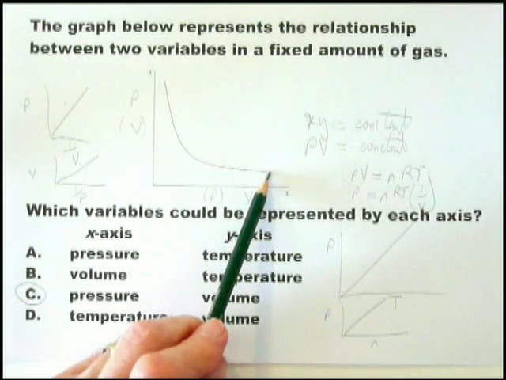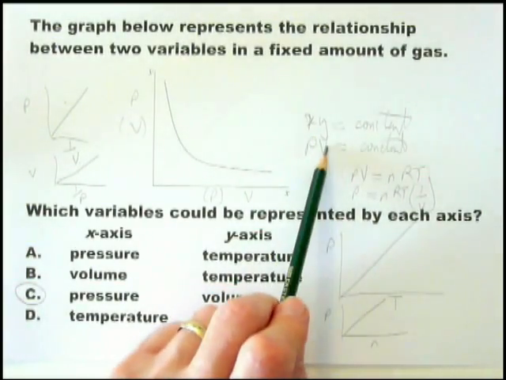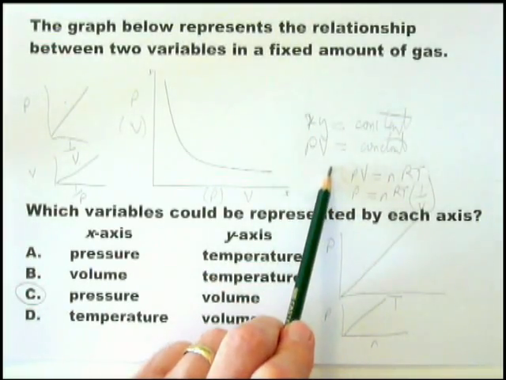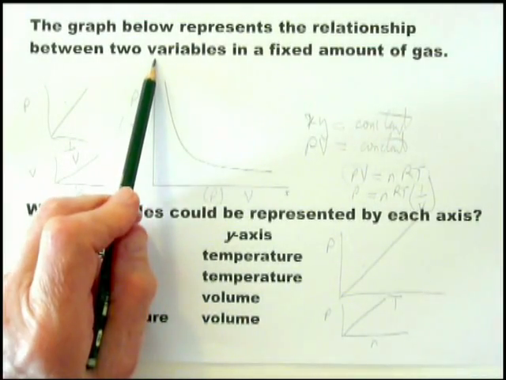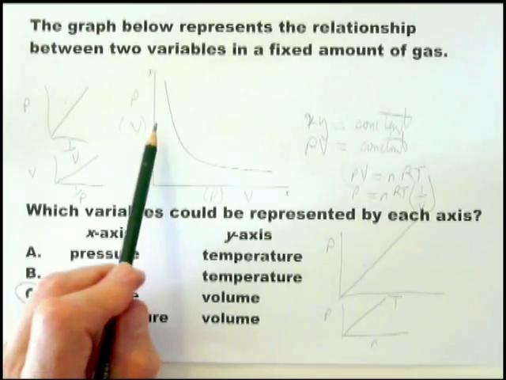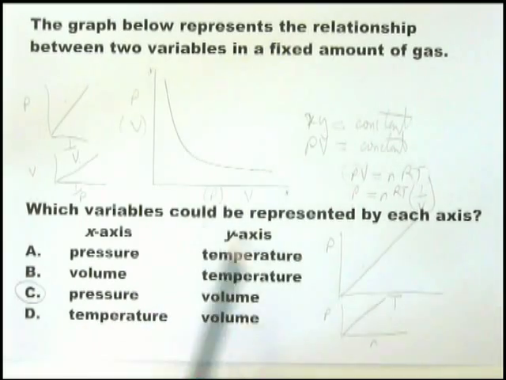And that is due to the fact that PV equals a constant, which means that as P increases, V goes down. As P increases, which let's say is Y, V will go down. Or if this is V and that's P, V increases, P goes down. So x-axis P, y-axis volume V.